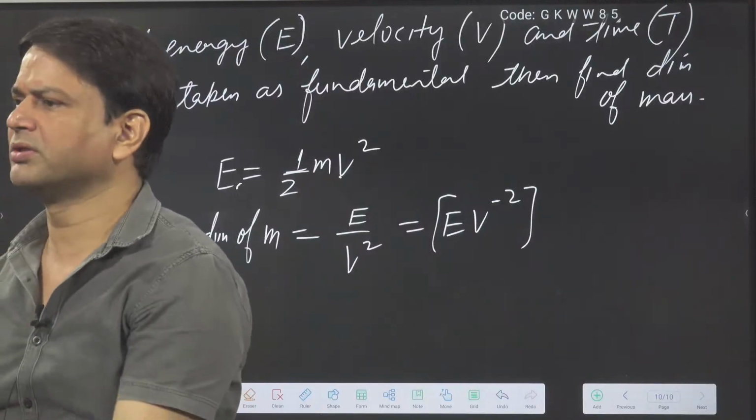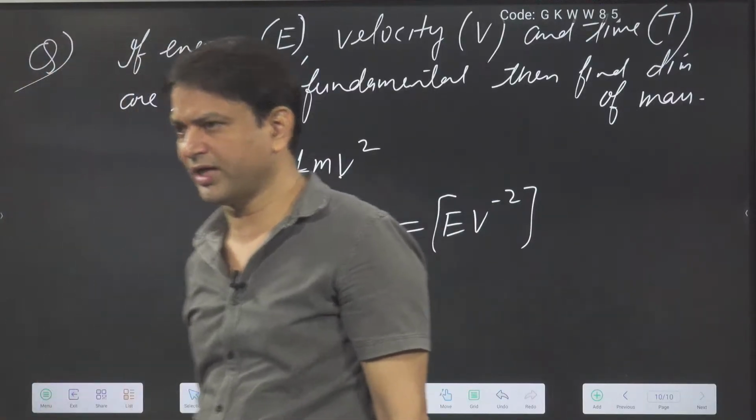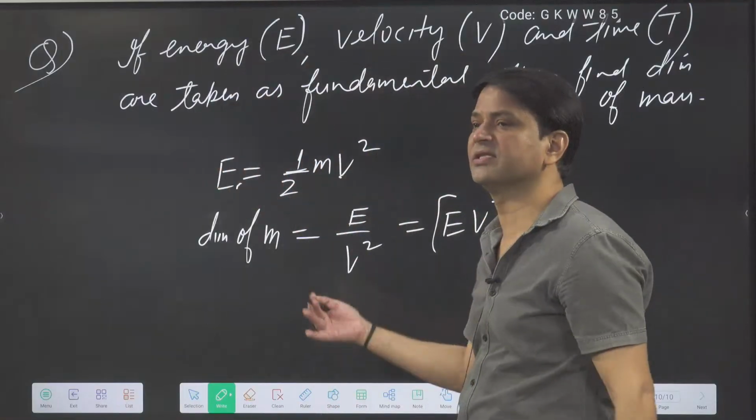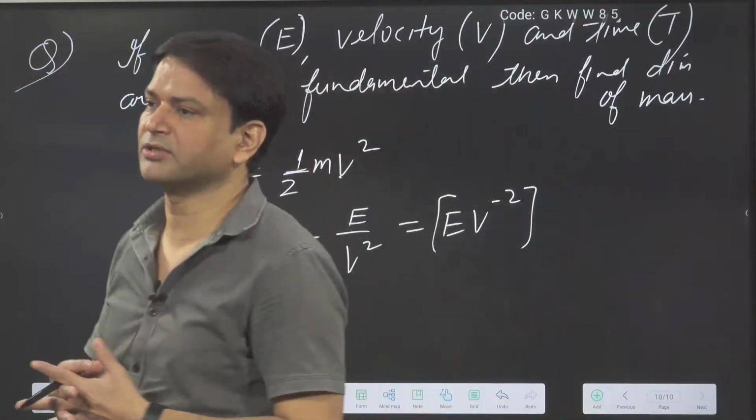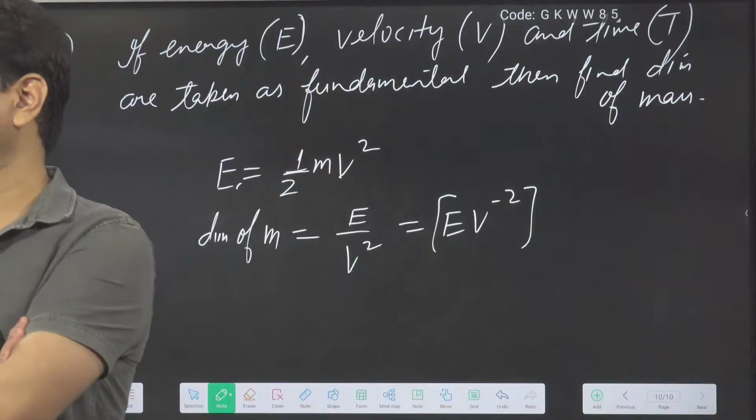Time dimension is what? 0. So T to the power 0 we can write. So what is the dimension of mass in this new system? EV to the power minus 2. Everybody understood or not?